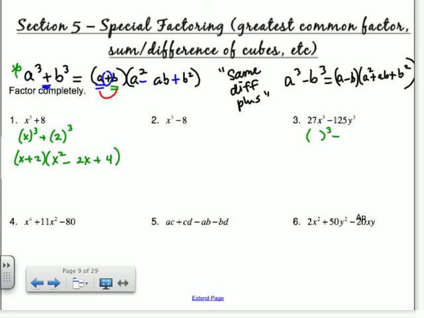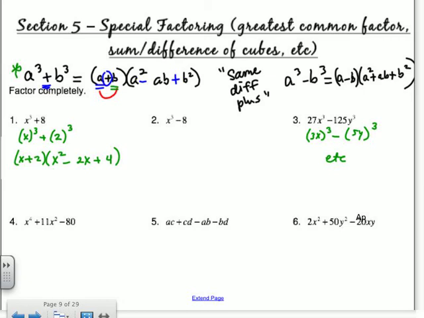All right, so same thing for number 2 and number 3. Notice you need to think about what's being cubed on number 3 each time. So you'd have 3x is being cubed, and then 5y is being cubed, and then finish it out.